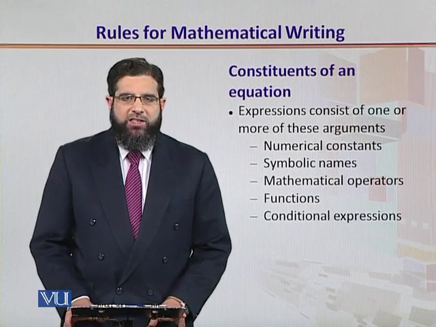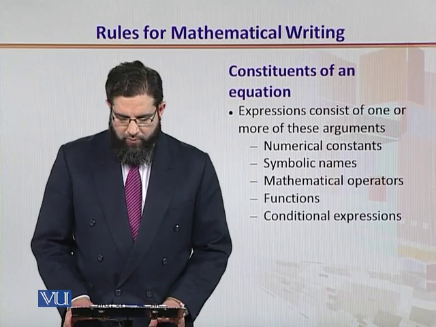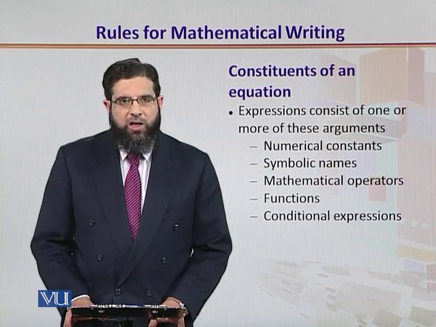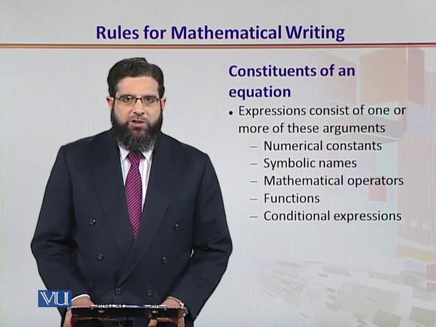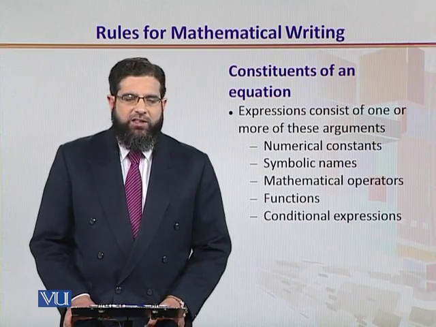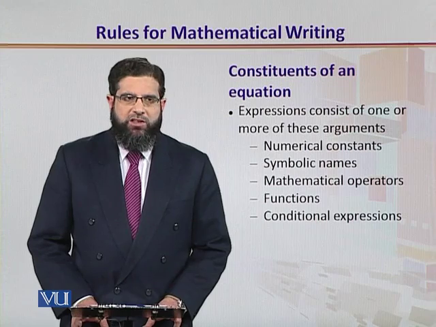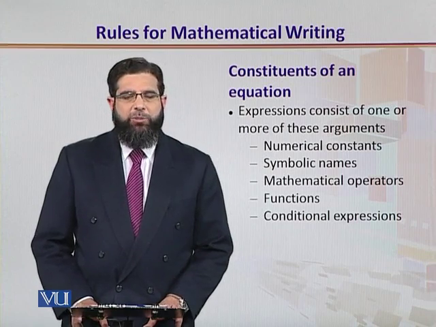An equation may consist of some or all of these constituents. In an equation, we can have constants from any numbering system. We can have variables which give names or symbolic names to some functions of that system under consideration. We have mathematical operators such as unary and binary operators. Then, if these binary operators are grouped together, these are called functions. And lastly, the conditional expressions.